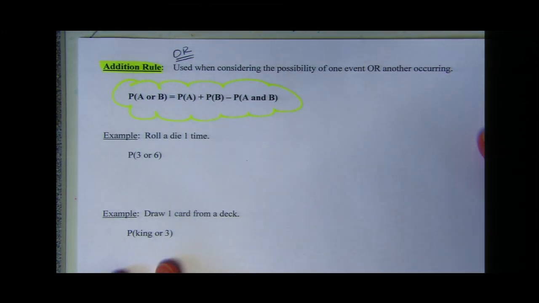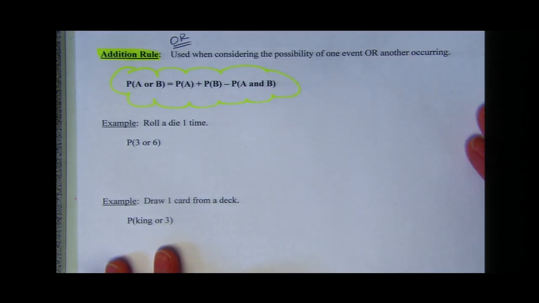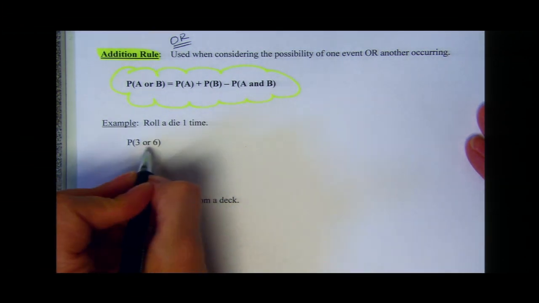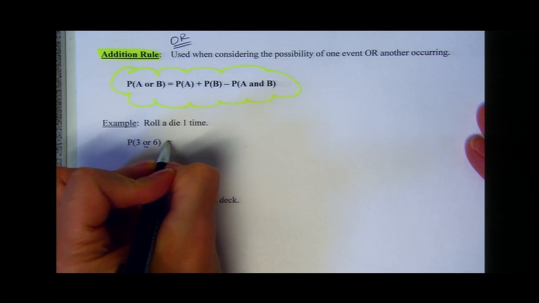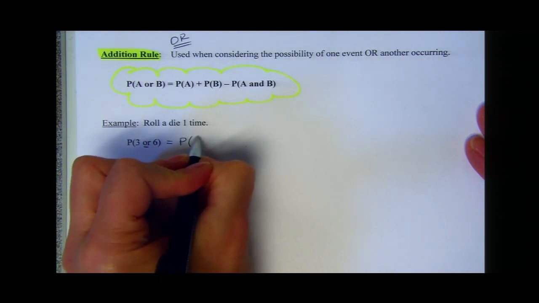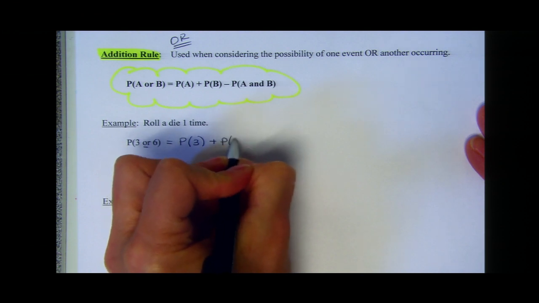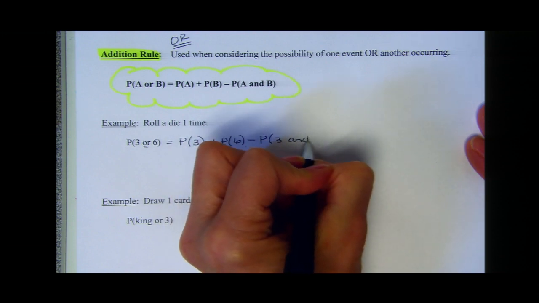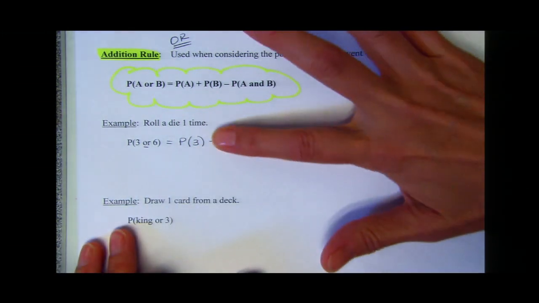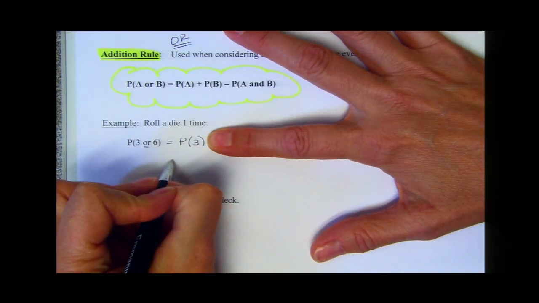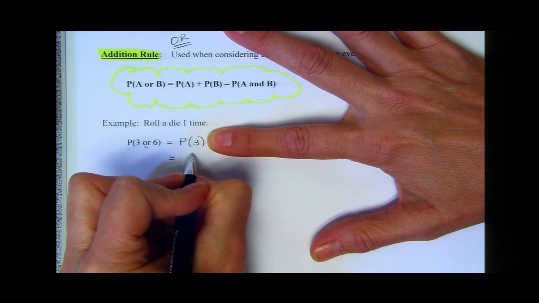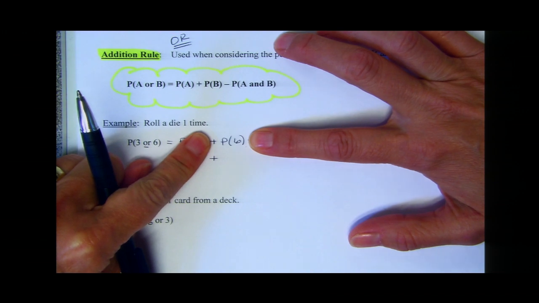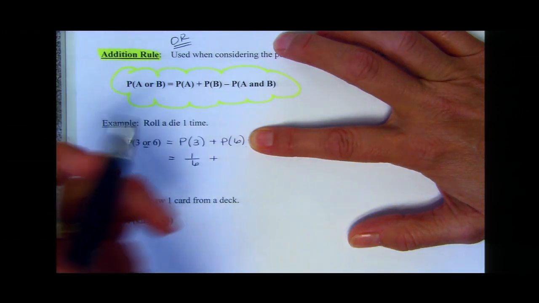Okay, so this first example, we're going to roll the die one time. So just one event is occurring, but I want to know which one of these might happen. So this is OR. So in the formula, it would be read the probability of 3 plus the probability of 6 minus the probability of a 3 and 6. So when I'm calculating this, I said, okay, pick up the die one time. What is the probability that when I pick up that die, I get a 3? Well, 1/6. All right, I'm only rolling the die one time. What's the probability if I roll the die one time, I get a 6? Well, 1/6.